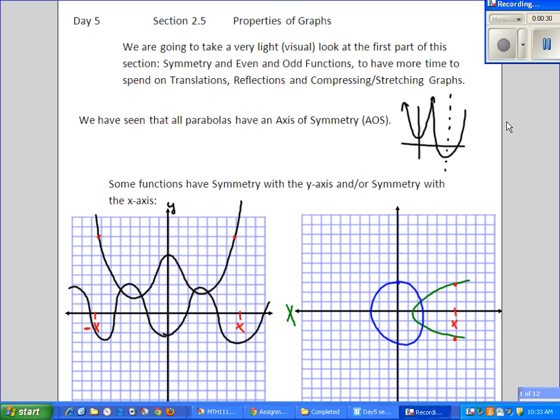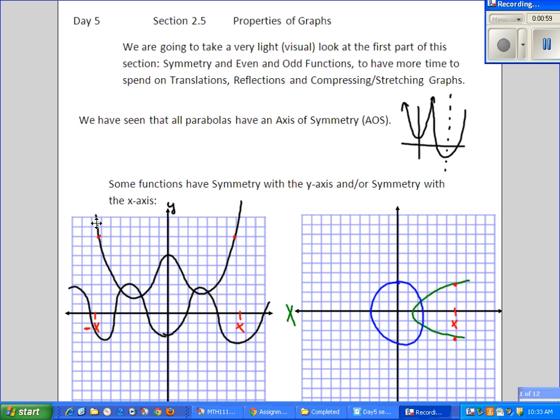Now we already know that parabolas have an axis of symmetry. For any parabola, there's a vertical line through the vertex that, if we fold the graph over, it's a mirror image of itself. If a parabola happens to have its vertex on the y-axis, then we say that the axis of symmetry is simply the y-axis. And so what we're looking at specifically today are functions, besides the parabola, that have symmetry with the y-axis.